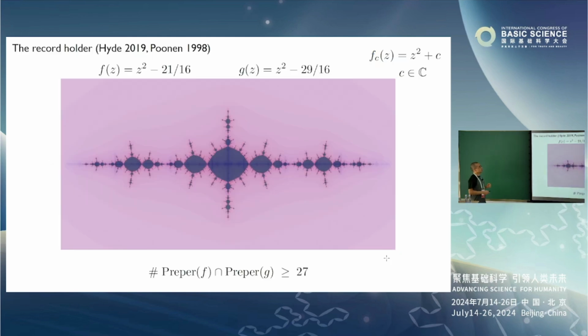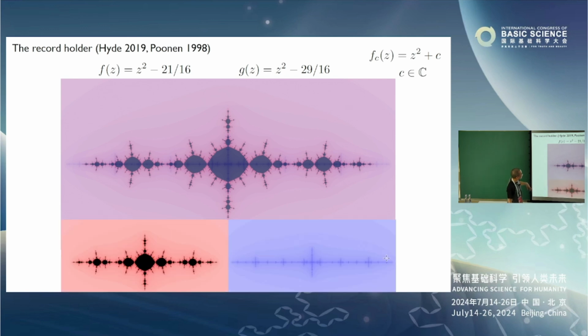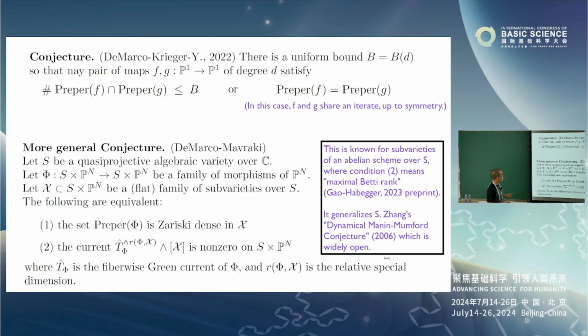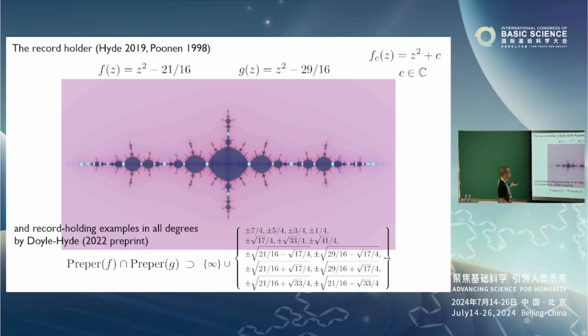And they said, what's the record for the Z squared plus C? Is this one? So you have this one. This is the F. This is G, right? And the common preperiodic point is at least... Yeah. I think it's 27, right? Yeah, it's 27.